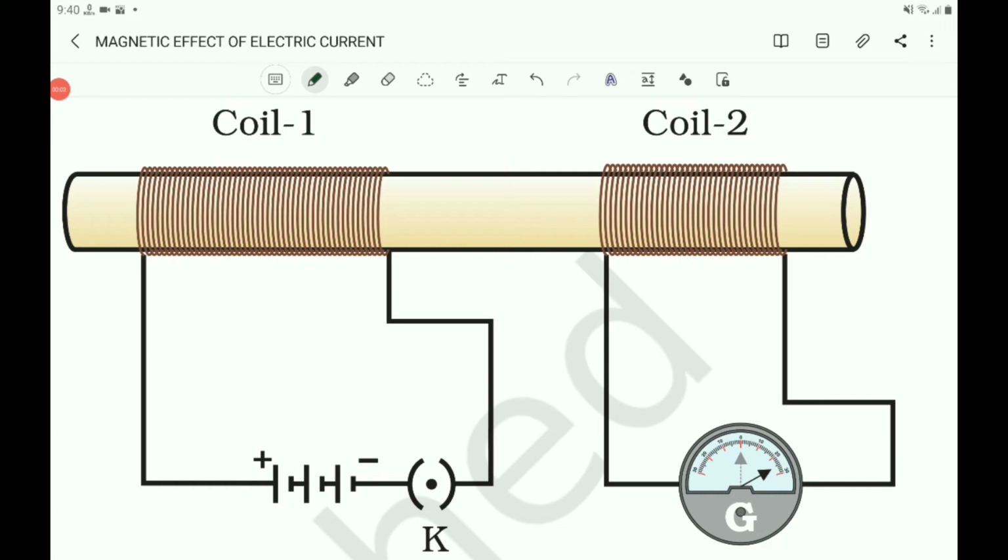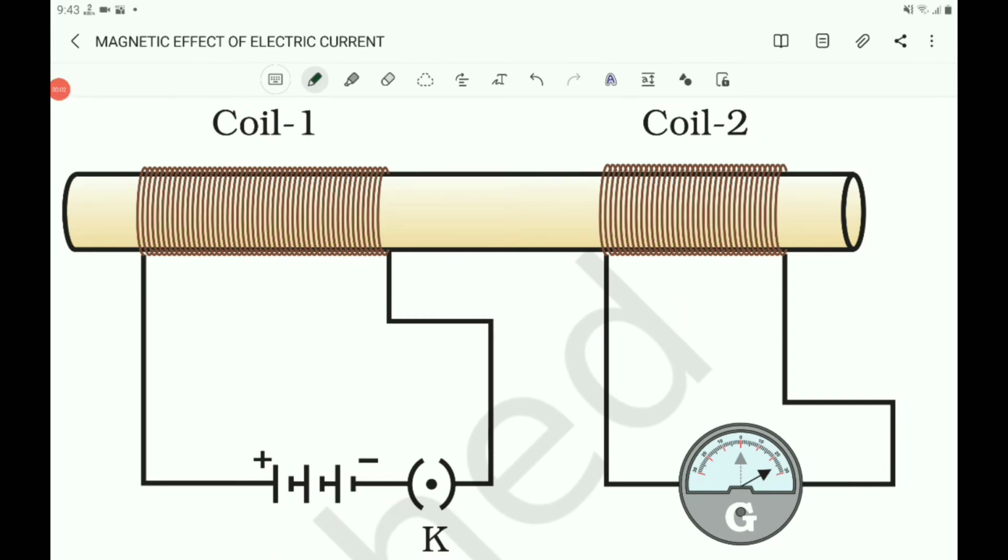Children, we came to know that when the magnetic field linking with the coil changes, current will be induced in the circuit. Now, let us discuss the production of induced current in one coil due to a change of current in the neighboring coil. If there is a change of current in one coil, there is a production of induced current in the other coil.